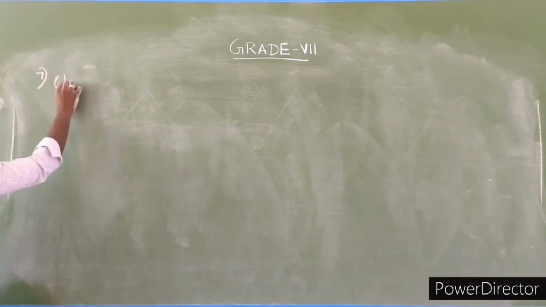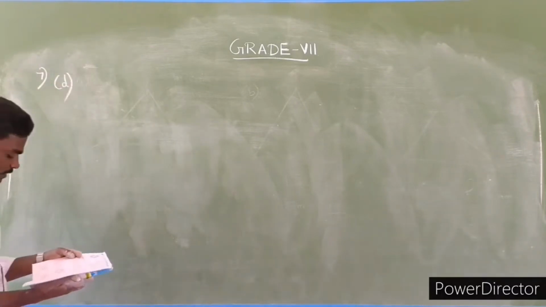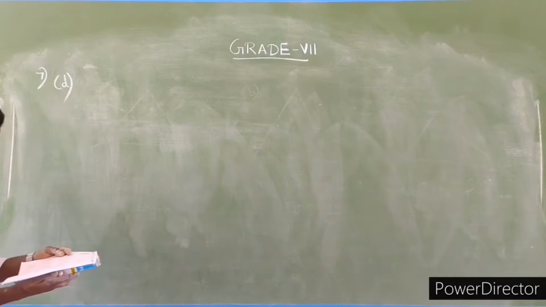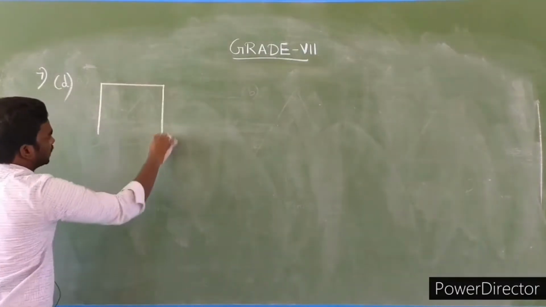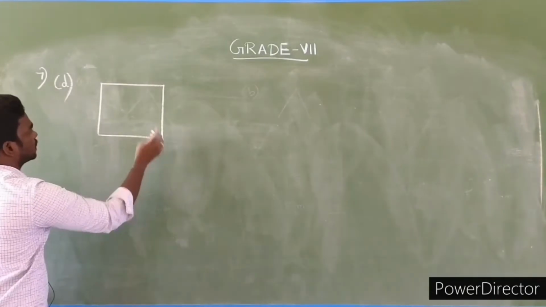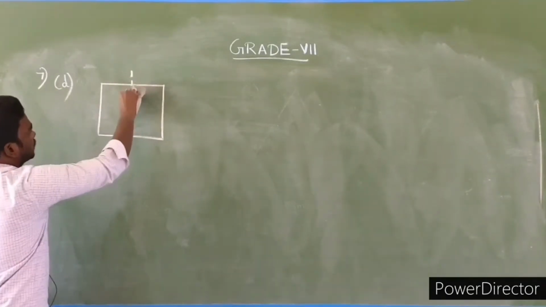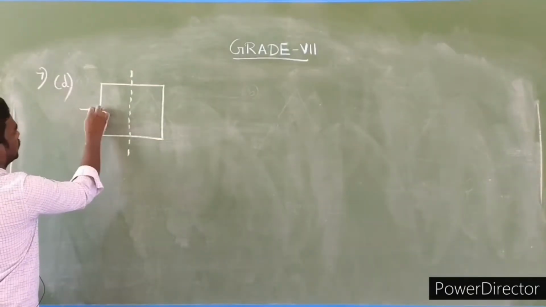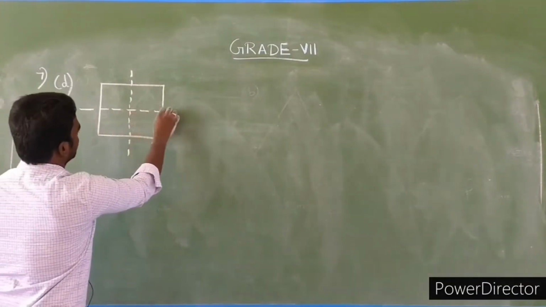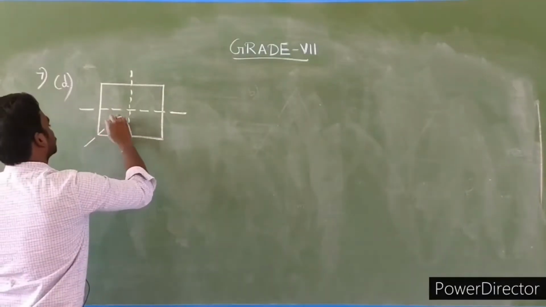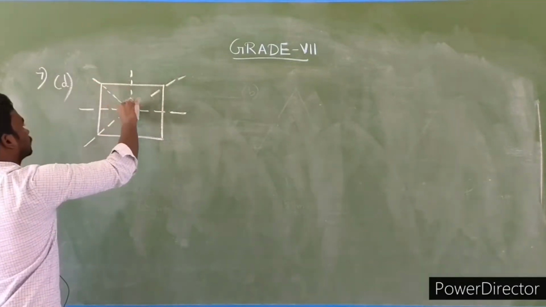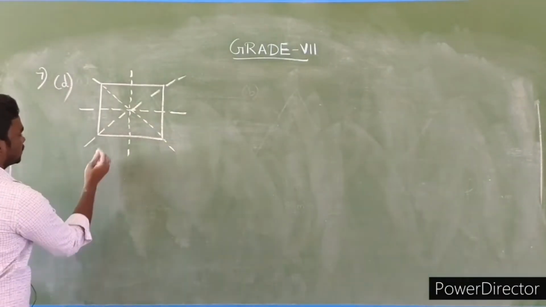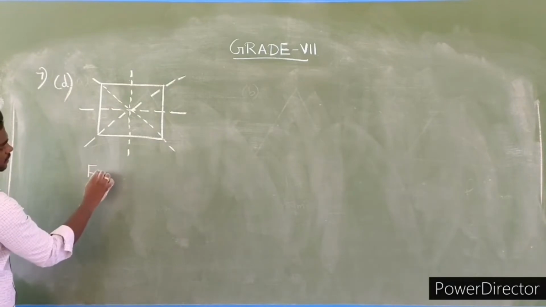So next, D. What is D? D is a square. We know a square is a regular polygon of four sides. So it has four lines of symmetry. We know a square has four lines of symmetry.